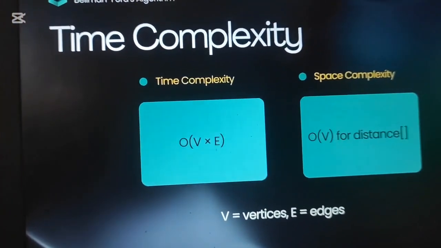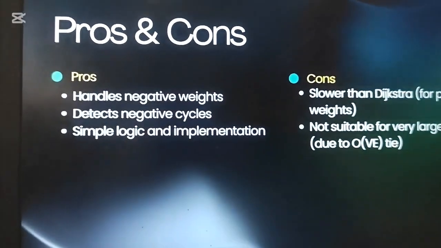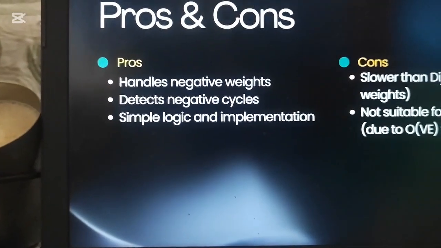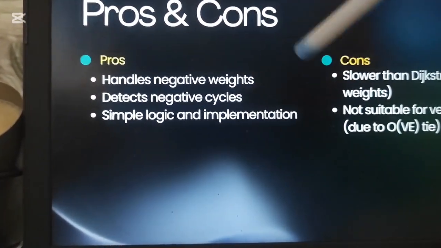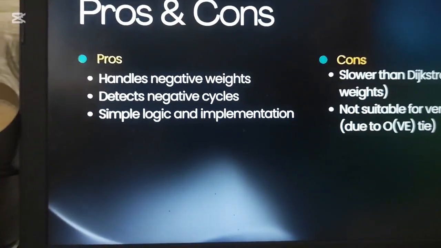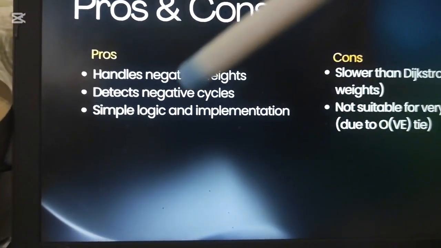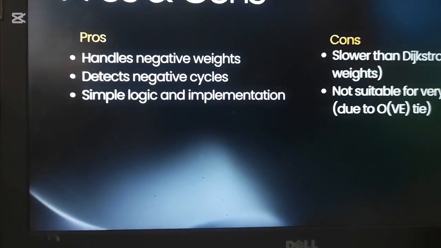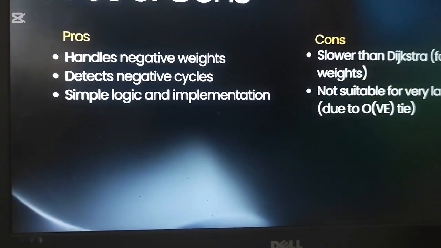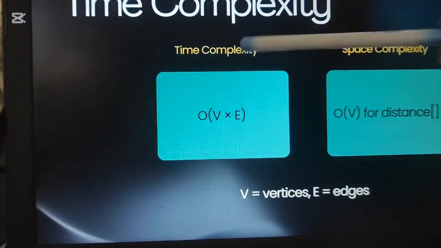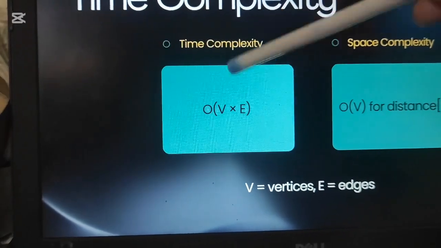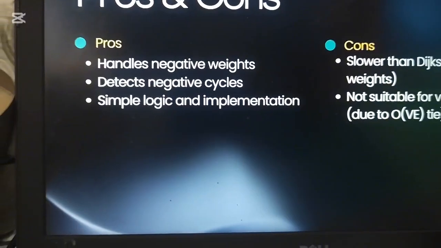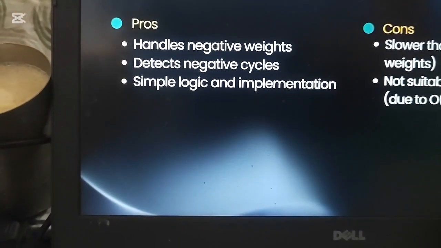So we're heading toward our pros and cons. The Bellman-Ford algorithm also has some disadvantages. It is slower than Dijkstra's algorithm for graphs with positive-only weights, and it's not suitable for very large graphs due to its time complexity, as we have seen, O(VE), where V is the number of vertices and E is the number of edges.